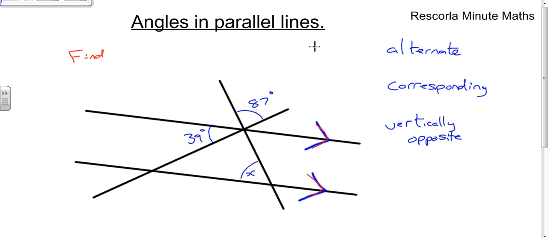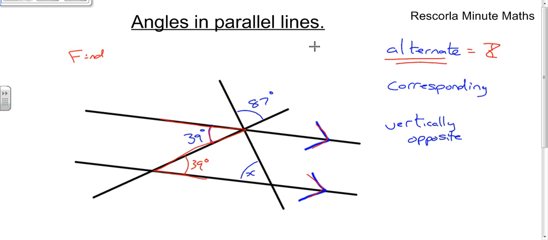they're parallel. Now, if they're parallel lines, if we find a Z anywhere, like this one here, where the top and the bottom of the Z are parallel, then this one is going to be the same as this one. So this one here is going to be 39 degrees, and that's because they're Z angles. But we can't say Z angles anymore. We've got to use the phrase alternate angles. So if you've got a Z angle, that is what we call an alternate angle.